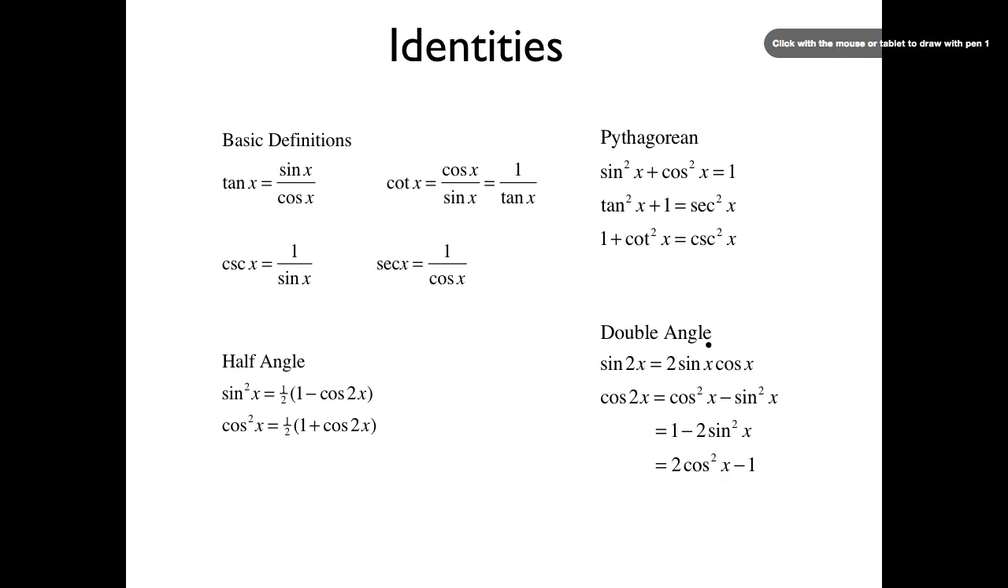And then the double angle identities. So sine 2x is 2 sine x cosine x. And then for cosine 2x, there are actually 3 different variations on cosine 2x. So I will post this list on Blackboard, and as we're working problems today, we'll have it right there.